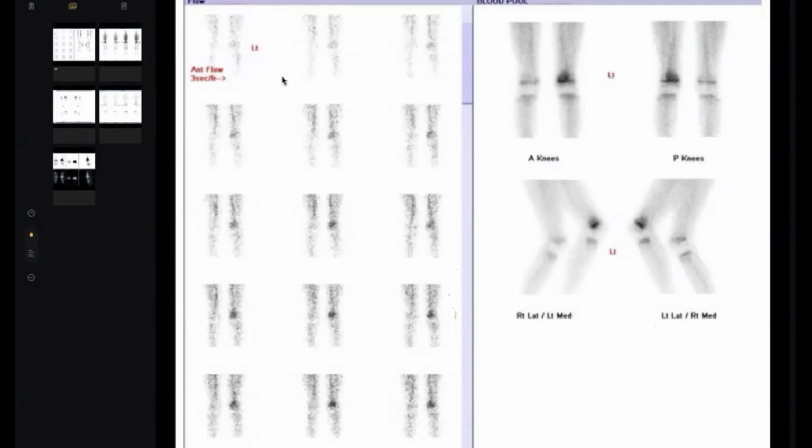This is the flow phase, the blood flow phase as well, on my left hand. In the blood flow phase, there is a progressive increase of the radiotracer uptake as well. Excellent.